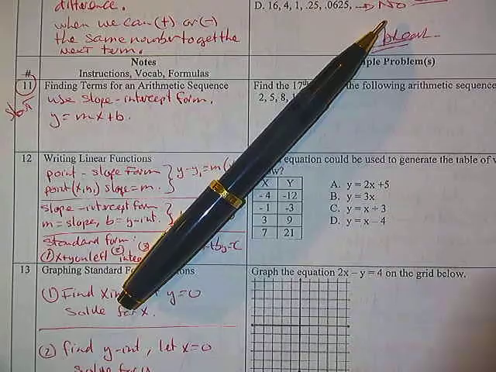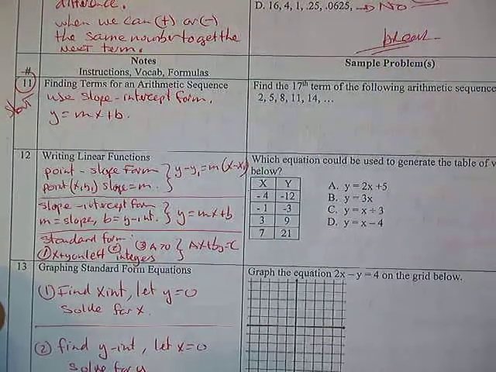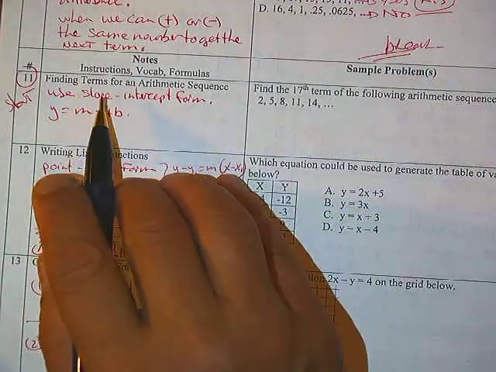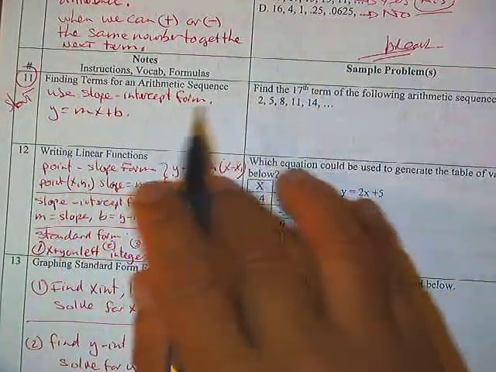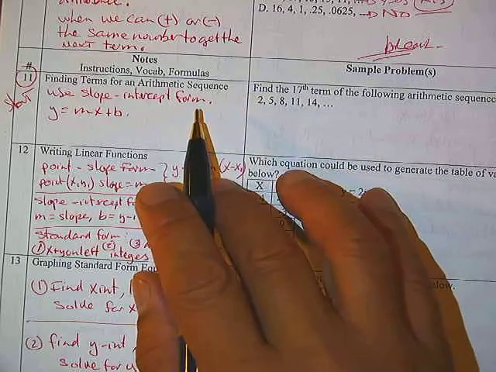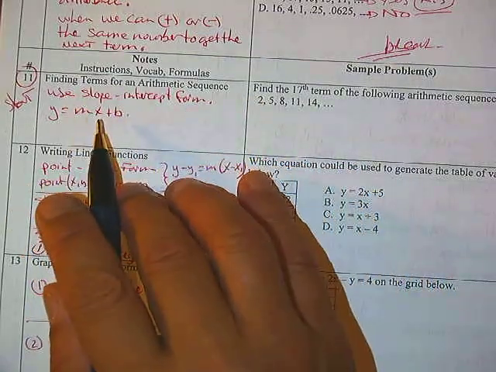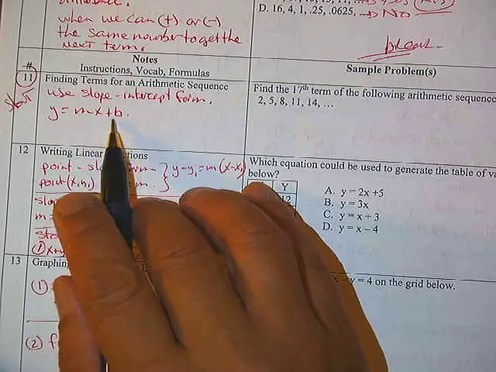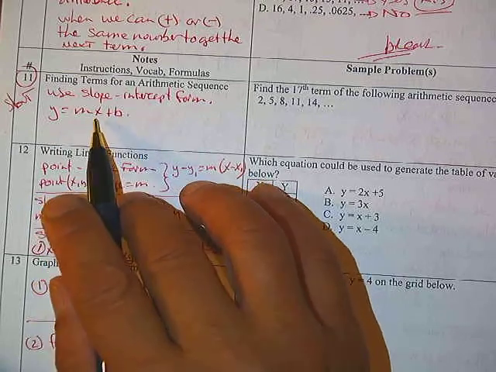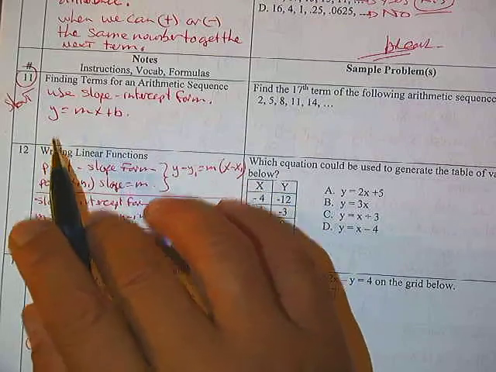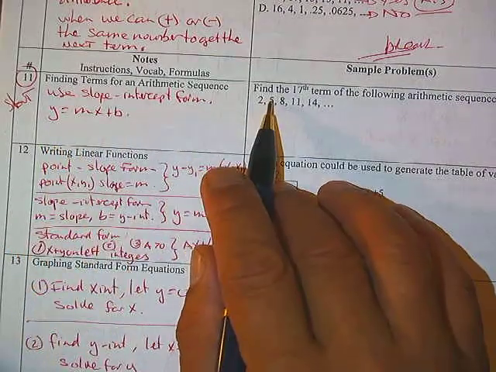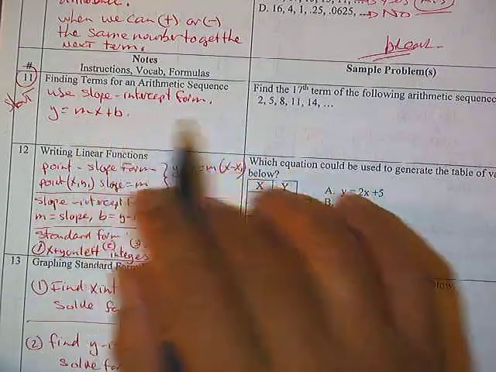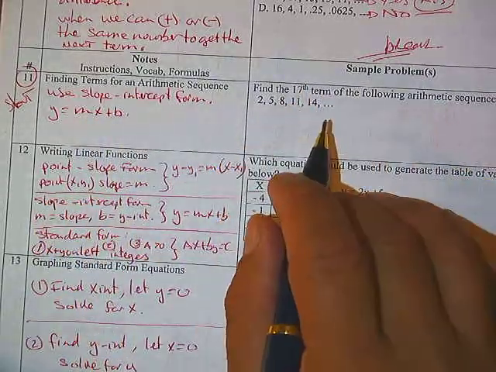Okay, so we're on to part 2 of the final review. So number 11, we want to write it in arithmetic sequence. You can put it in the slope-intercept form, where m is your slope, and b is your y-intercept, x is like your term, and y is your number. So you can put this pattern into the slope-intercept form and find the 17th number.